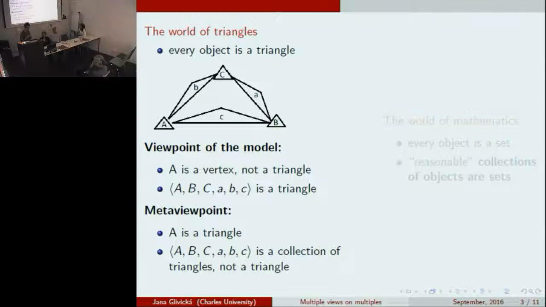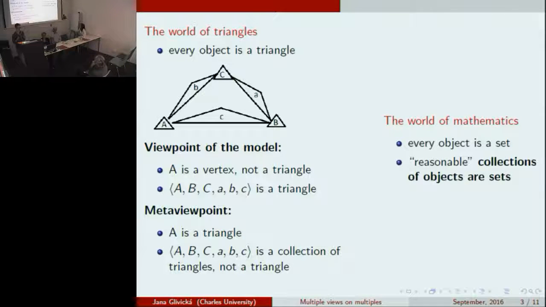Well, it is confusing, and it gets more confusing, because in the world of mathematics, everything is a set. Like in the world of triangles, every object is a triangle. In the world of mathematics, every object is a set. And the confusing thing about this is that even collections of objects are sets. You know, in this example with triangles, the collection of triangles wasn't a triangle. It was just a collection of triangles. But in the world of set theory and mathematics, reasonable collections of sets are sets. So you can see what the problem is.